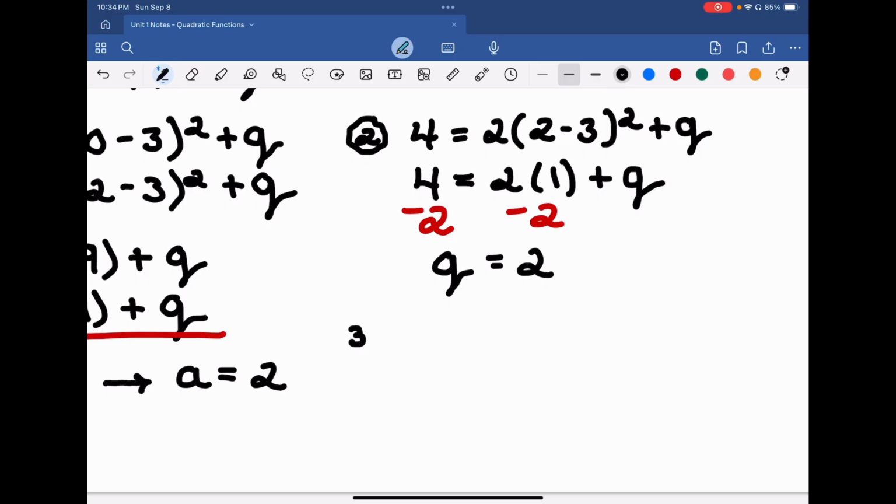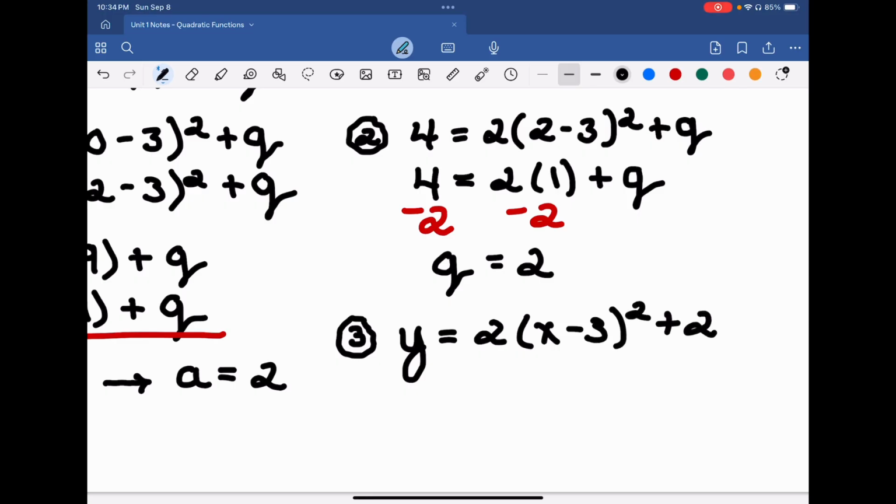Here it is. Part 3, we're going to write our final equation. Y is equal to the a value, which was 2, times (x - 3), which was the axis of symmetry, squared, plus 2.